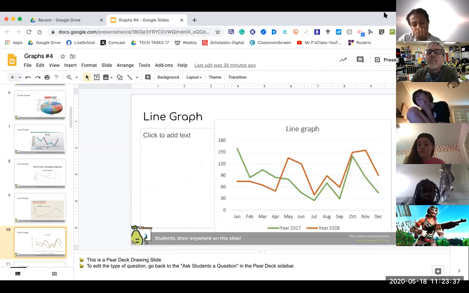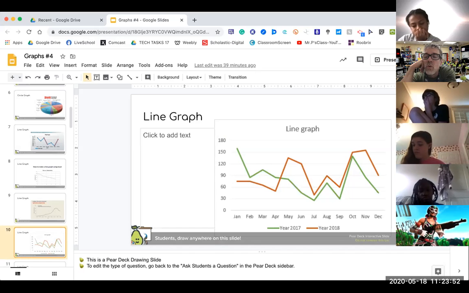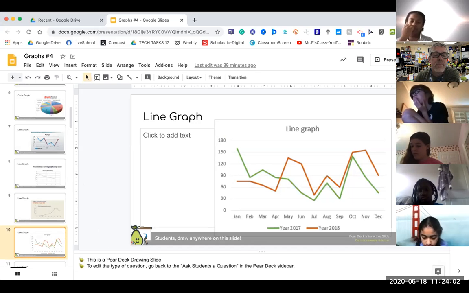So maybe I can hear from somebody I haven't heard from. What's going on in this graph? What do you notice about this graph that's different from all the graphs we've looked at so far? What's different? Let me call on somebody. Josie, have I heard from you? Yes. Okay, do you care to tell me what you notice that's different on this graph?